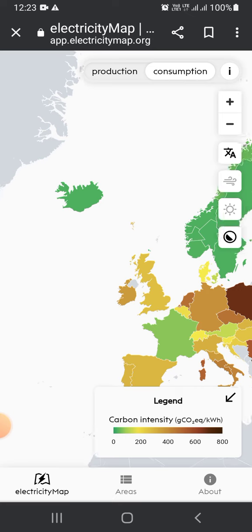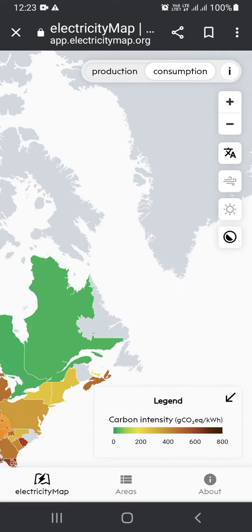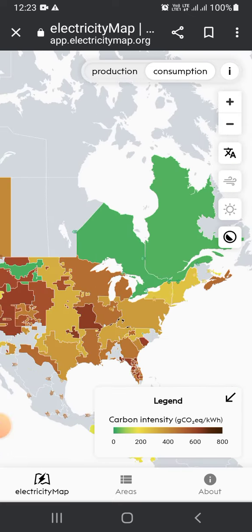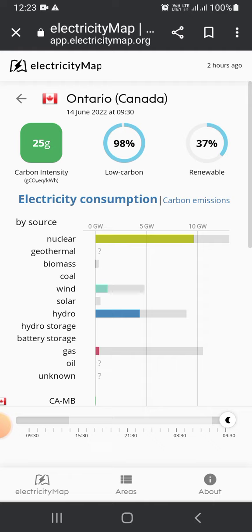If I talk about different countries and tap on Canada and then Ontario, we can see that 25 grams of carbon intensity is being produced, and most of its electricity is produced with hydro and nuclear. So in this way we can see different countries.